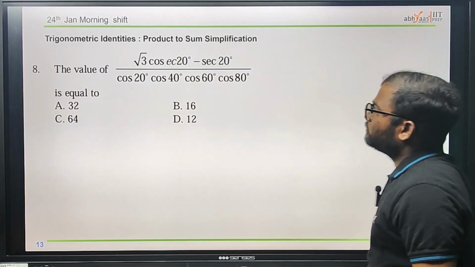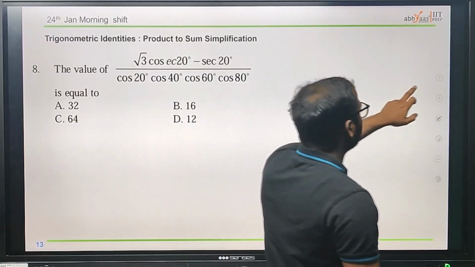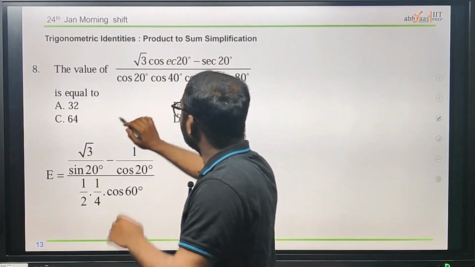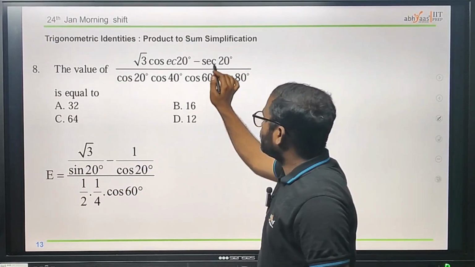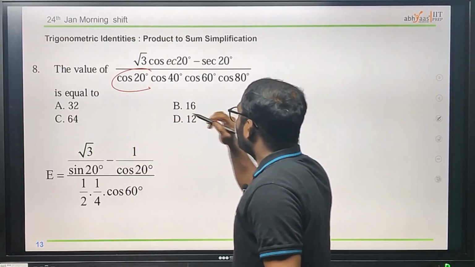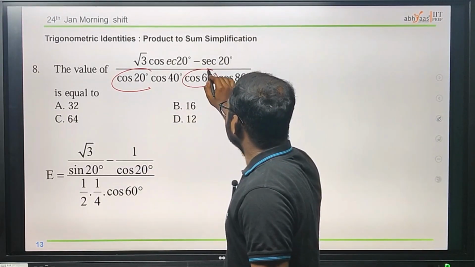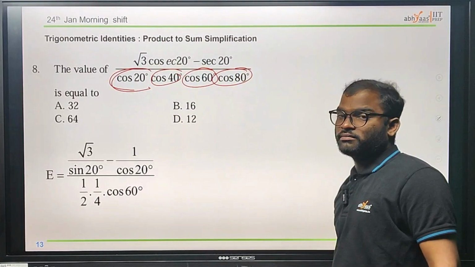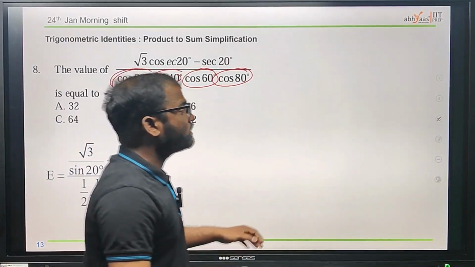Now the next question is on the basis of trigonometric identities. You can solve this one by simplification. See here, they gave this, which can be written as root 3 by cosecant; we can convert it to sine, and similarly we can convert it to cos 20, and in the denominator we have this one. Since we have cos 60, cos 40, cos 20 and cos 80, just using the trigonometric identities, we can solve this one.